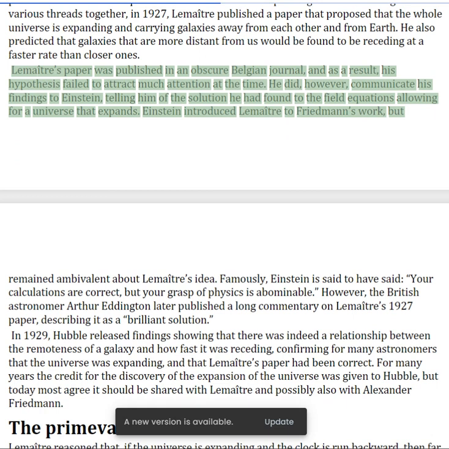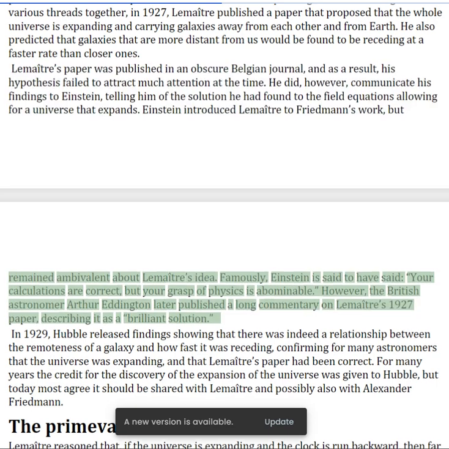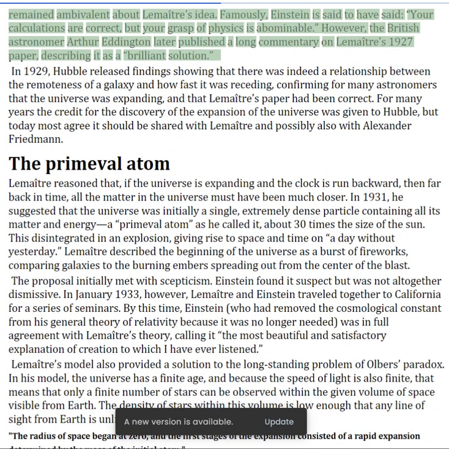He did, however, communicate his findings to Einstein, telling him of the solution he had found to the field equations allowing for a universe that expands. Einstein introduced Lemaitre to Friedmann's work, but remained ambivalent about Lemaitre's idea. Famously, Einstein is said to have said, "Your calculations are correct, but your grasp of physics is abominable."